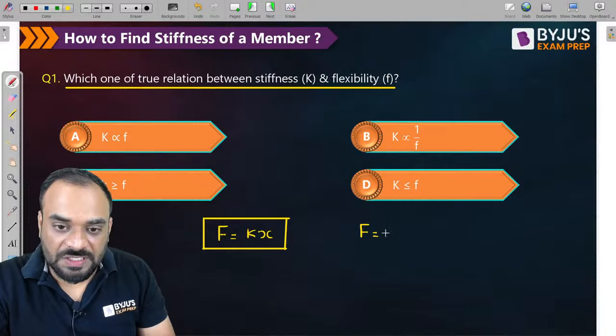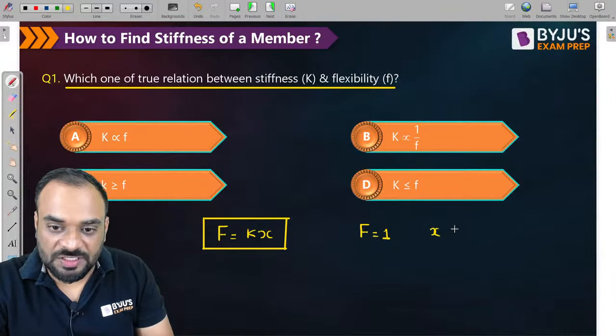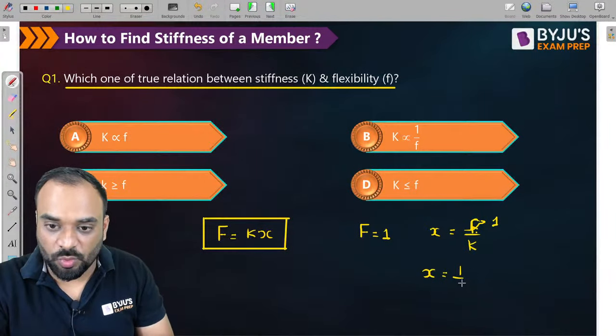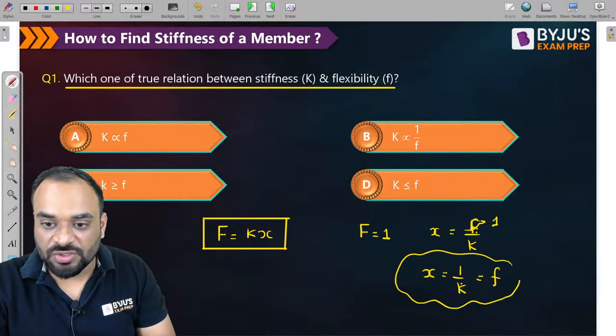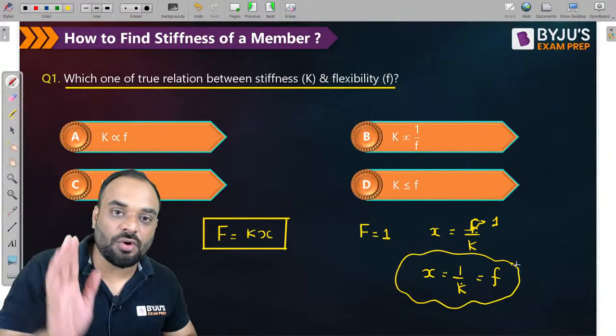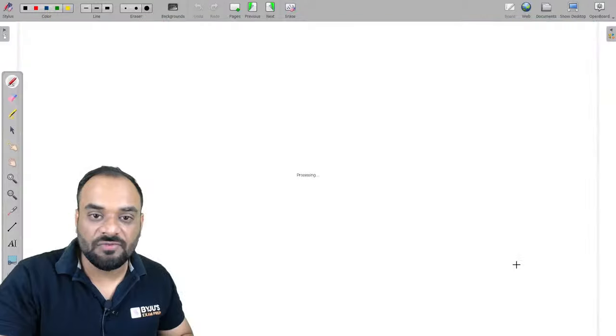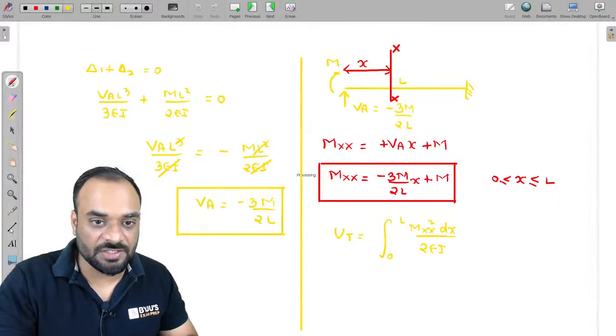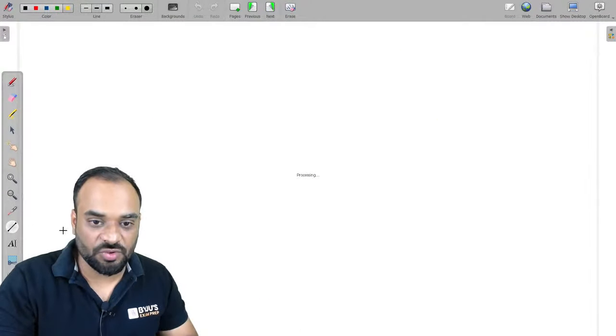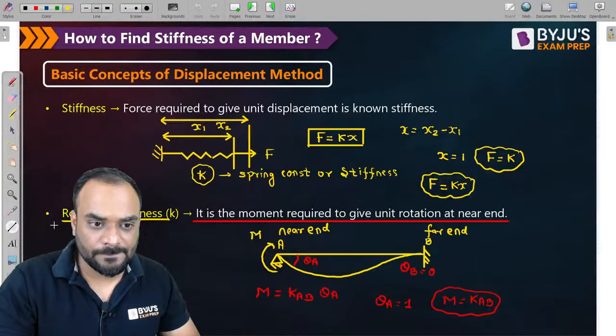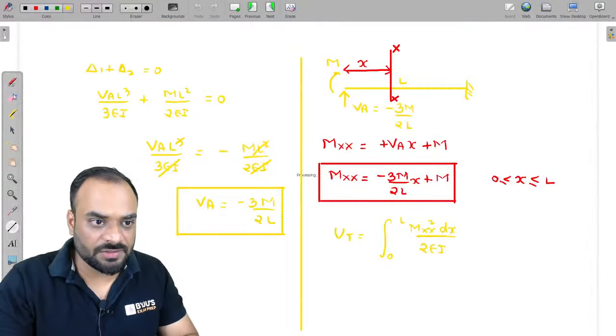If force is equal to 1, then how much displacement will occur? It is basically F by K, and the F value is 1. So ultimately displacement is equal to 1 by K, and 1 by K is nothing but our flexibility. So the displacement caused by unit force is known as flexibility, and this is our definition. Let me show you that. I think it is not written. I will write it down.